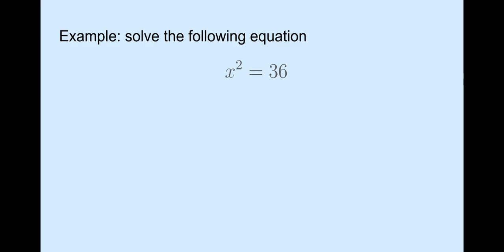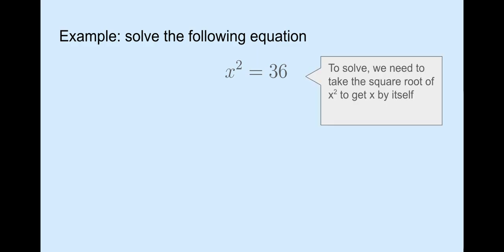Here's our first example. x squared equals 36. Since the inverse operation of squaring x is to take the square root of x, we're going to do that. But if I do it to the left side, remember I have to do it to the right side as well. So I get the square root of x squared equals the square root of 36. What happens on the left side is the exponent of 2 and the square root cancel each other out.